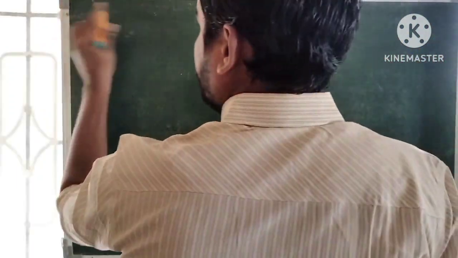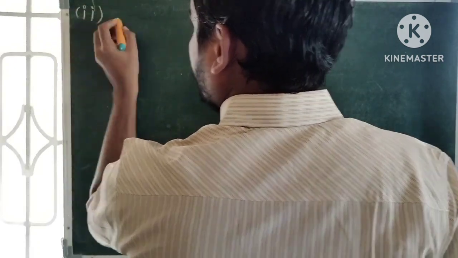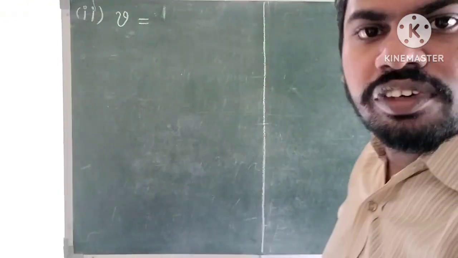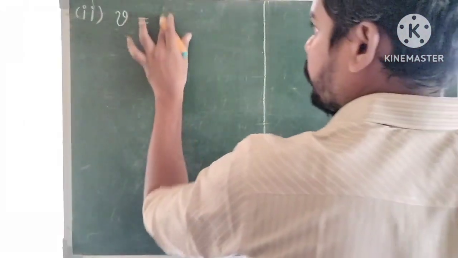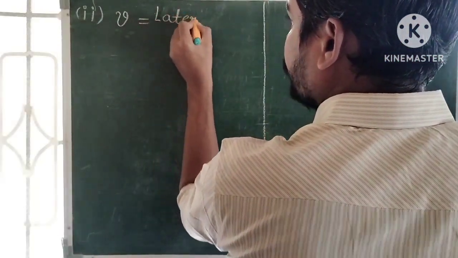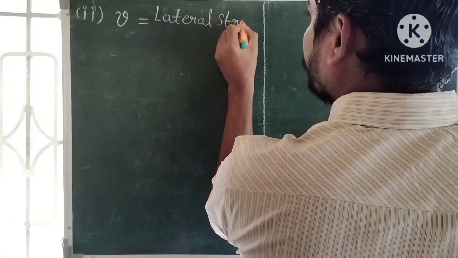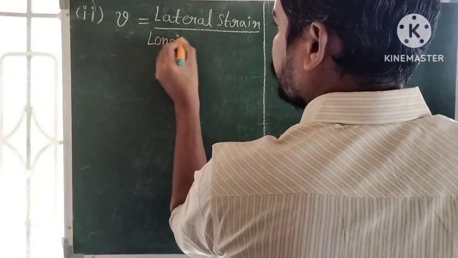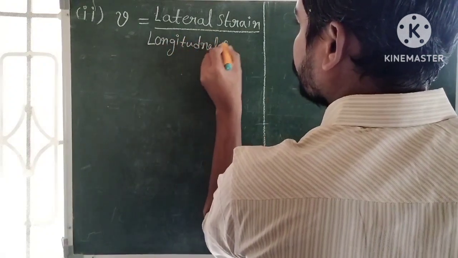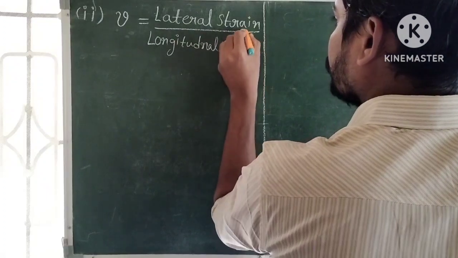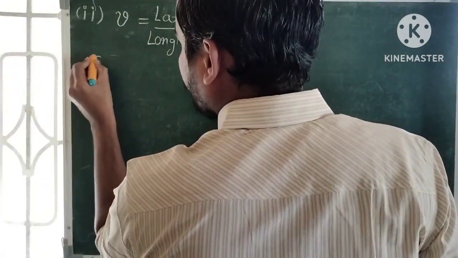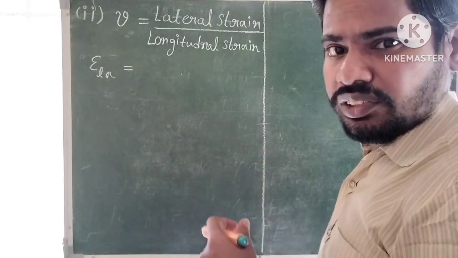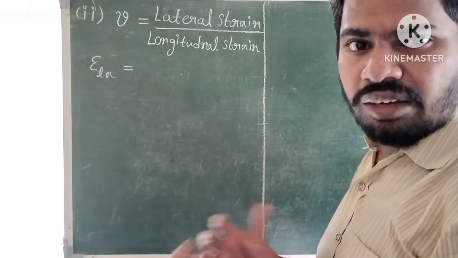Okay, next Poisson's ratio, the second one. So Poisson's ratio mu is equal to the ratio of lateral strain by longitudinal strain. Lateral strain is generally denoted by epsilon la, suffix la. Lateral means perpendicular direction. In the perpendicular direction, a dimension has changed, the diameter has changed.